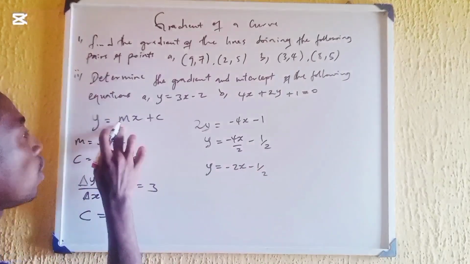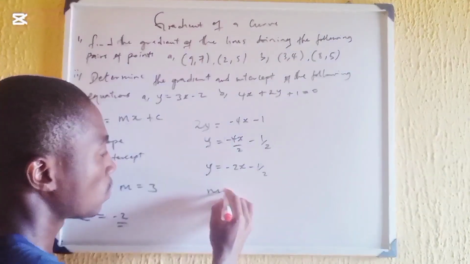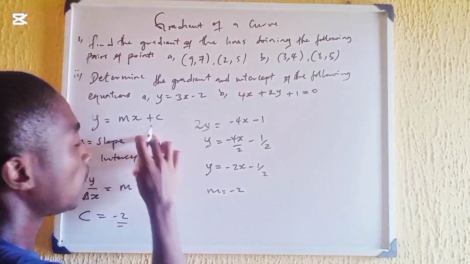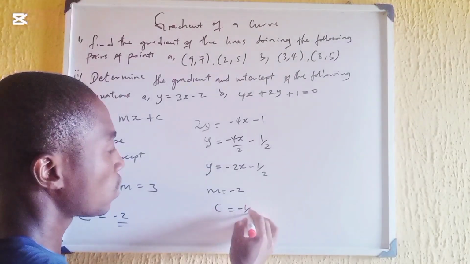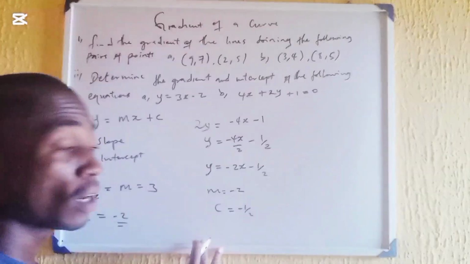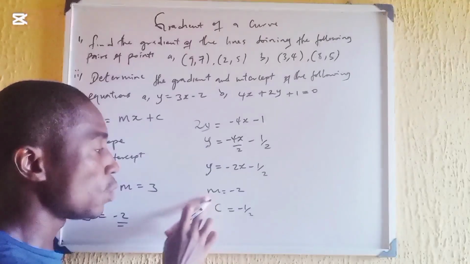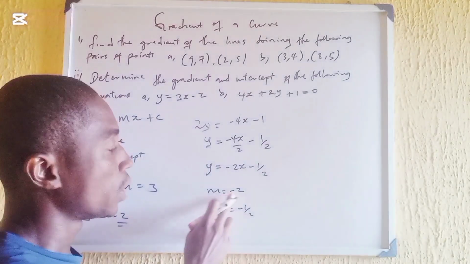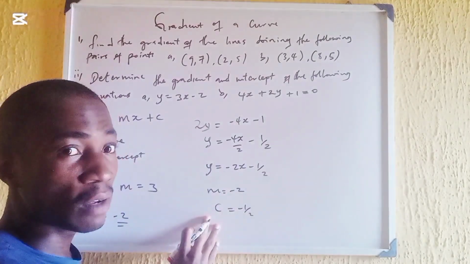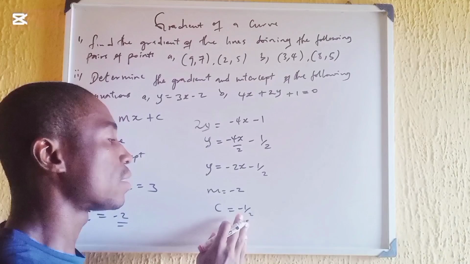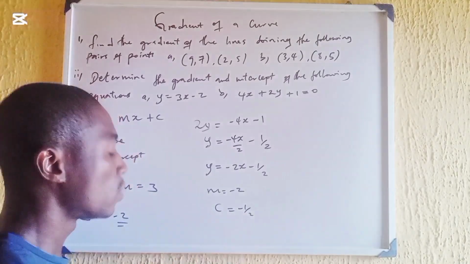So when we compare, m is equal to minus 2 and c is equal to minus 1 over 2. So when we plot the graph, we'll be having the slope as minus 2 and the intercept, that is where the graph cuts the y-axis, as minus 1 over 2.